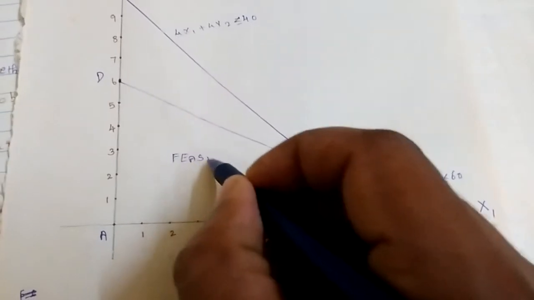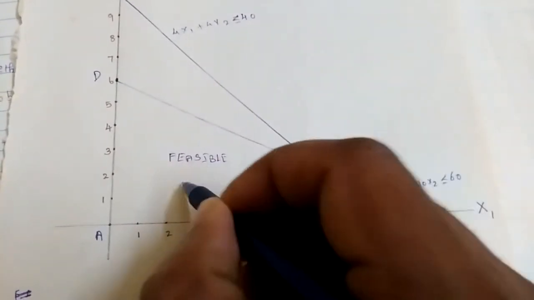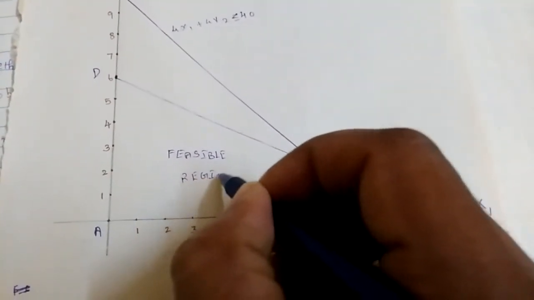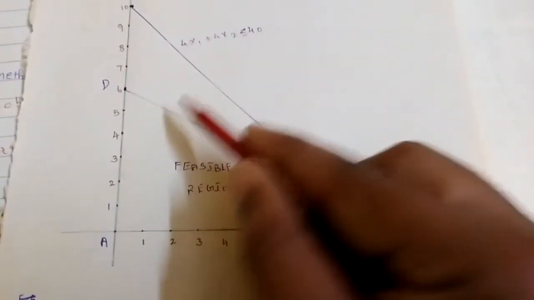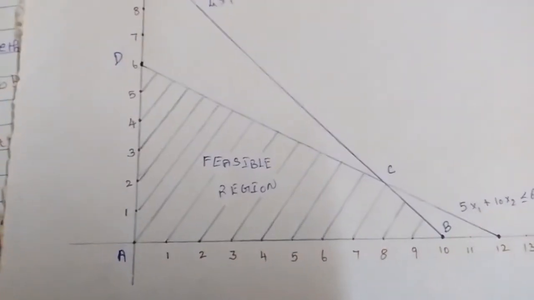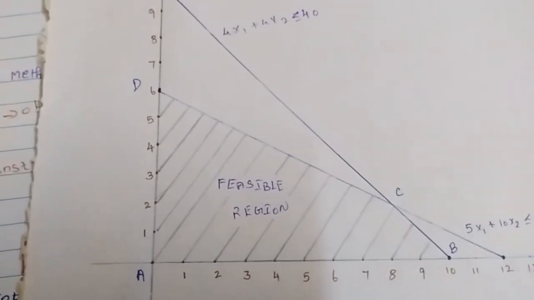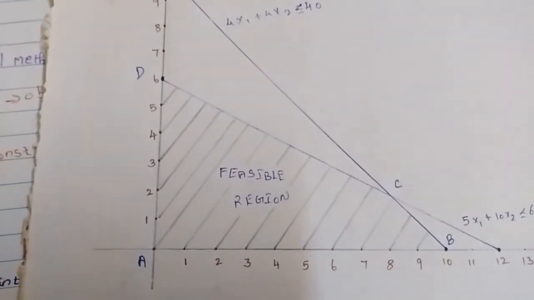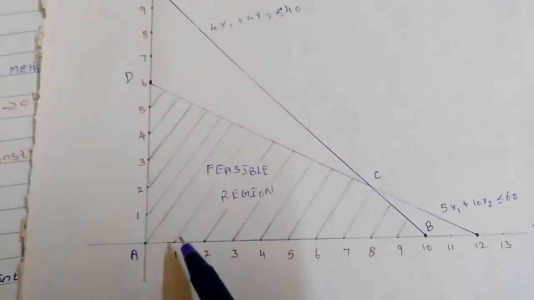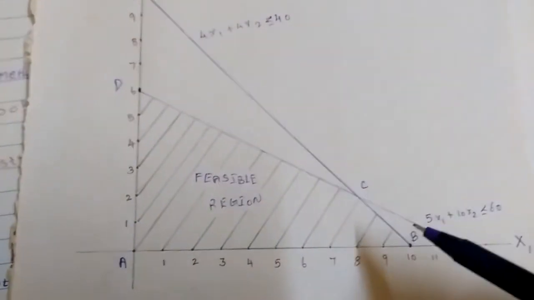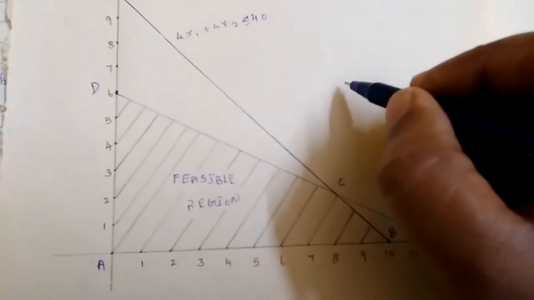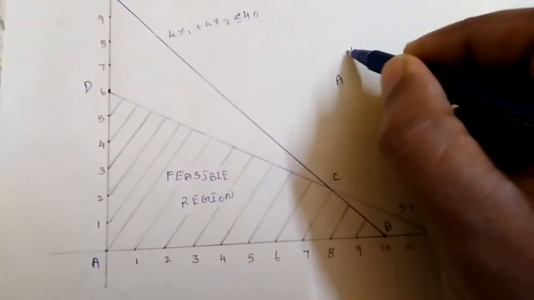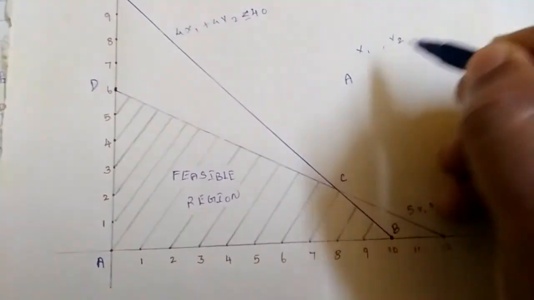Write it as the feasible region. Mark it in your graph, mark the feasible region and hatch the region using a pencil and scale. This is the feasible region. You are going to hatch the feasible region, and from each corner A, B, C, D, get the coordinates of those corners. Now look at A: what is the x1 value and what is the x2 value.